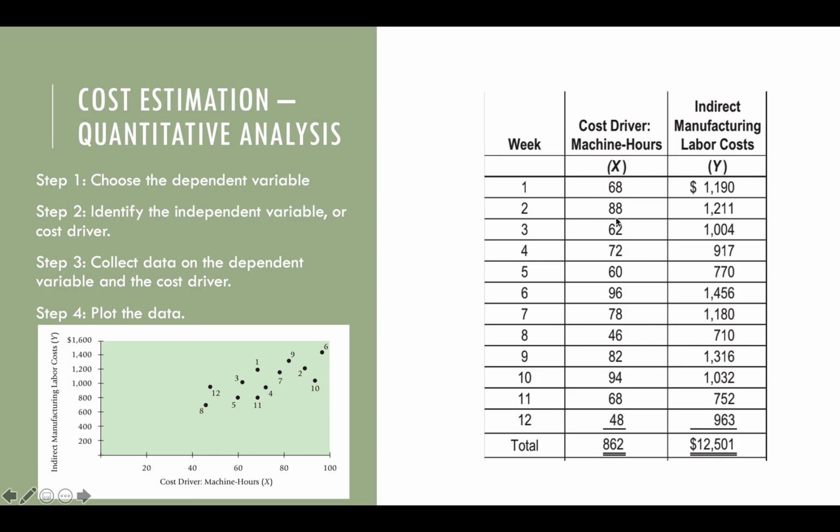Next, we need to collect the data on the dependent variable and the cost driver. For step 3, we already have the data for weeks 1 to 12, for both the dependent variable and the cost driver. So we can continue to step 4, plotting the data. Basically, we move the data from the table to the graph. As seen here, point number 1, or week 1, is when the machine hour is 68 and the indirect manufacturing labor cost is 1,190.